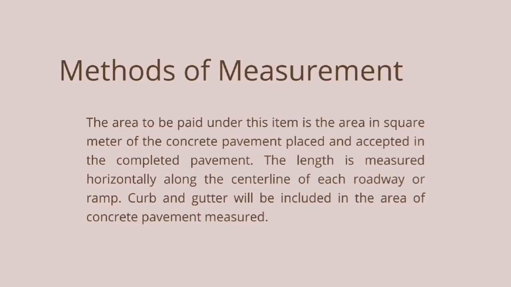Methods of measurement. The area to be paid under this item is the area in square meter of the concrete pavement placed and accepted in the completed pavement. The length is measured horizontally along the center line of each roadway or ramp. Curb and gutter will be included in the area of concrete pavement measurement.